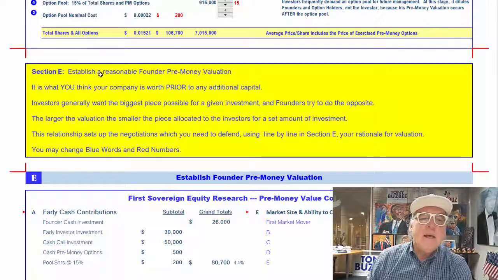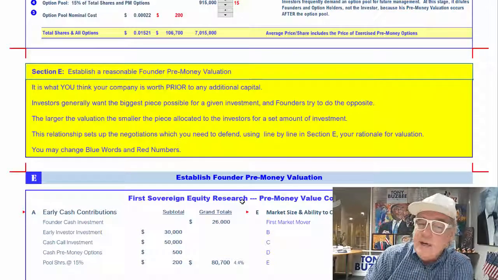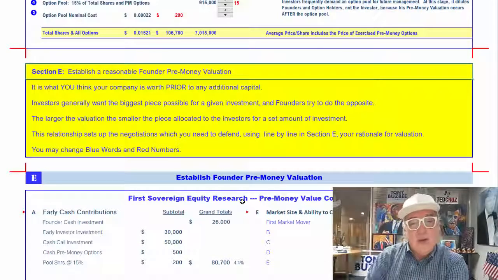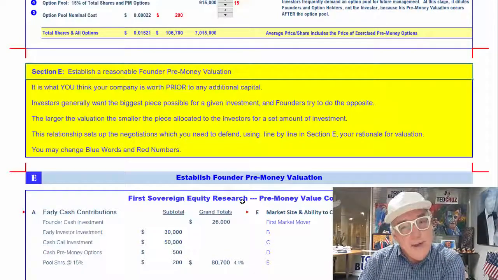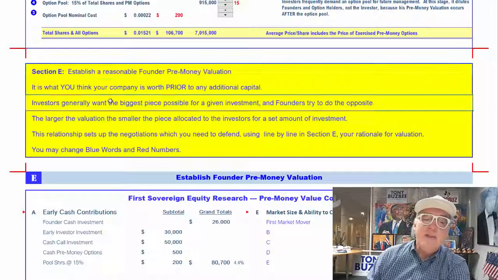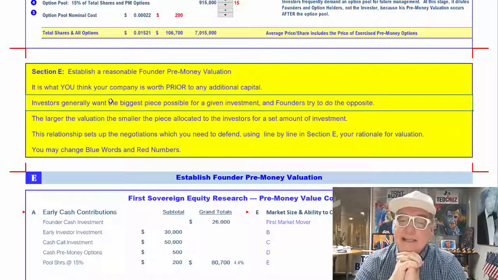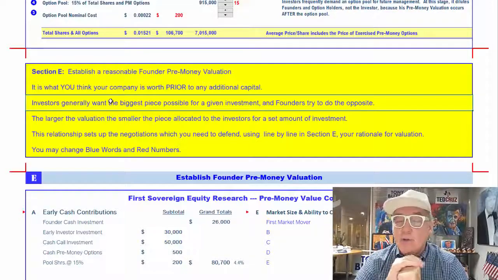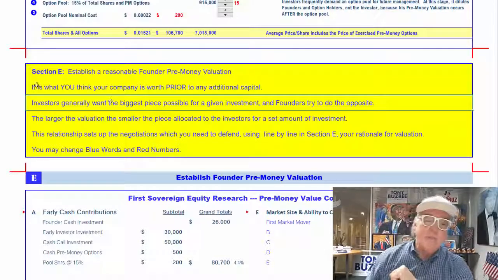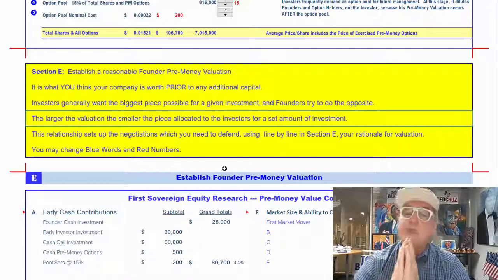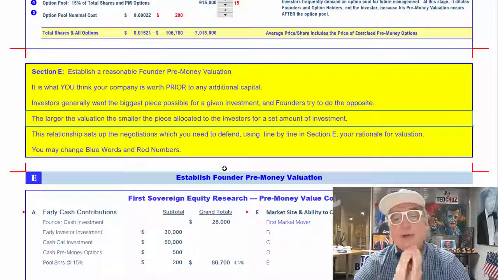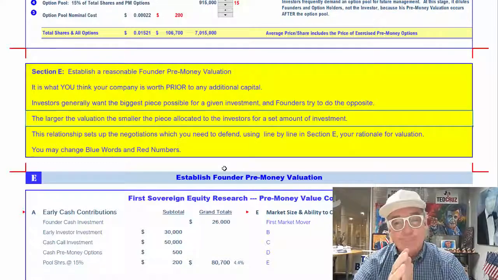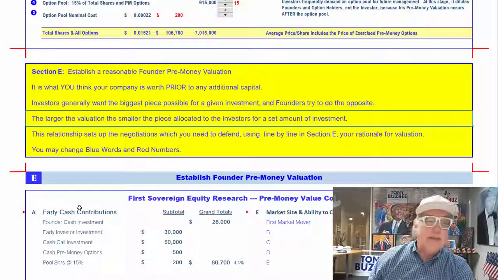Okay. So we want to establish a reasonable founder pre-money valuation. It's what you think your company's worth before you go get any more money. Investors generally want the biggest piece possible for a given investment. Hey, why not? And founders try to do the opposite. So, the larger the valuation, the smaller the piece allocated to the investors for a set amount of investment. You knew that, but I'm just telling it to you again.